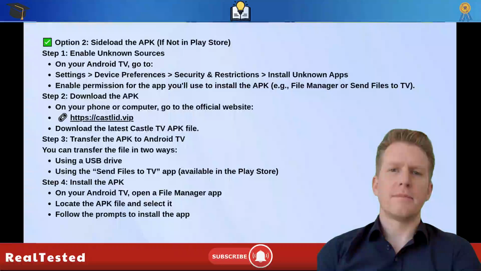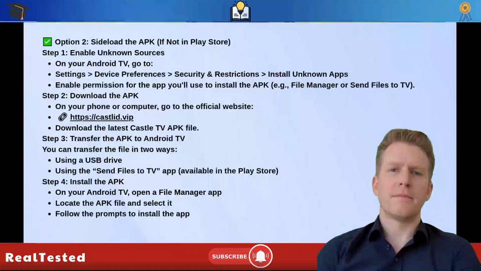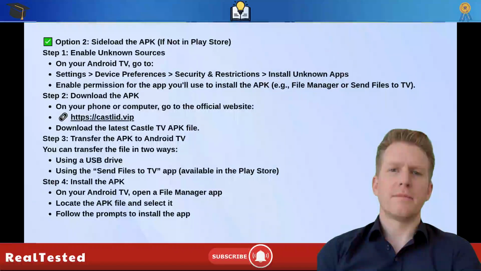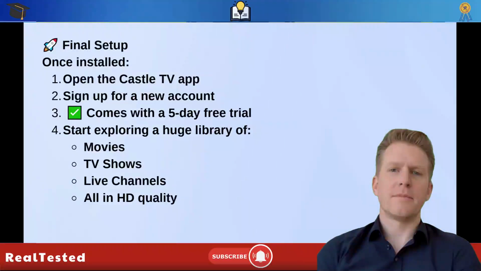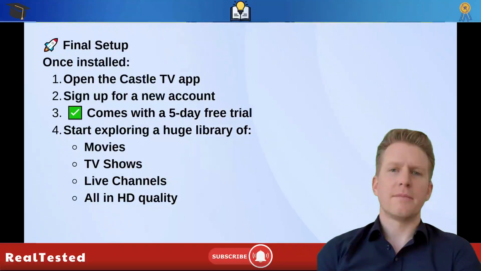On your TV, open your file manager, find the transferred APK, and launch it. Follow the on-screen instructions to complete the setup, just as you would on a mobile device. Once finished, open Castle TV and create an account to begin a 5-day free trial. You can then enjoy a wide range of HD movies, series, and live broadcasts.